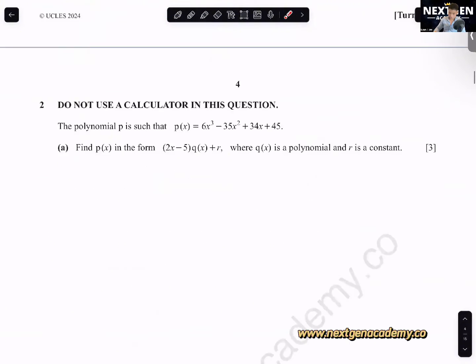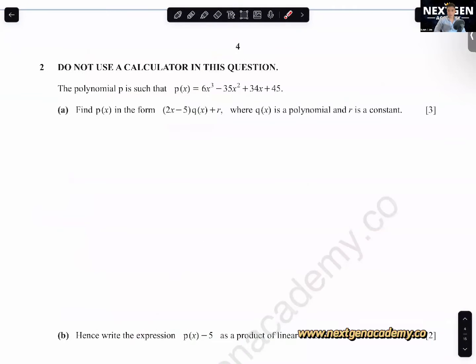All right, let's go to question 2. Okay, question 2, do not use a calculator in this question. Okay, take out your calculator and use it, but you need to show your working. Okay, number 1, the polynomial p is such that p(x) equals 6x cubed minus 35x squared plus 34x plus 45. Find p(x) in this form.